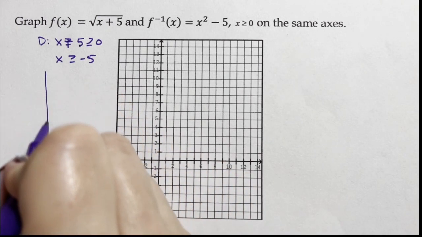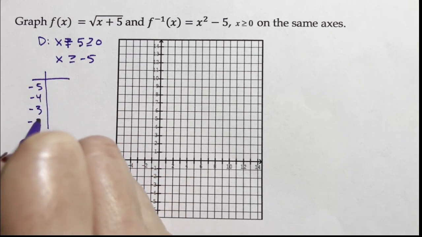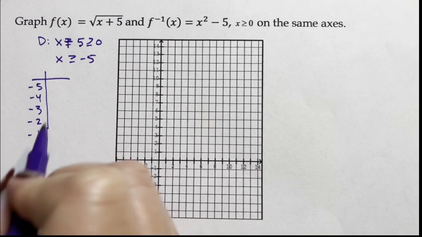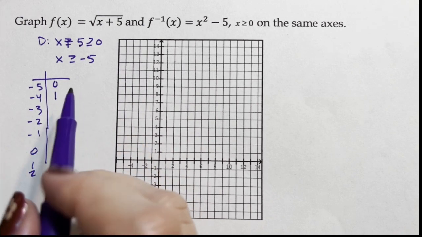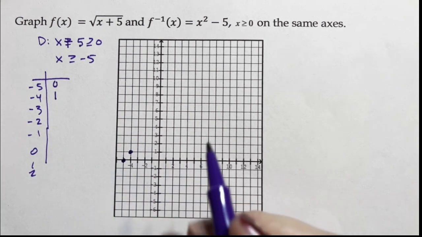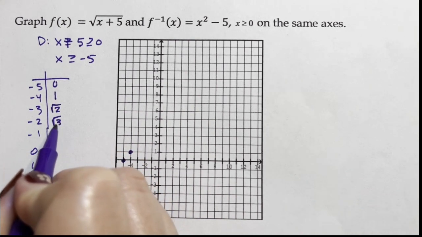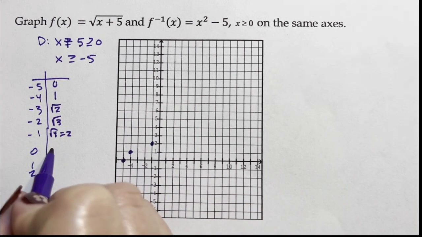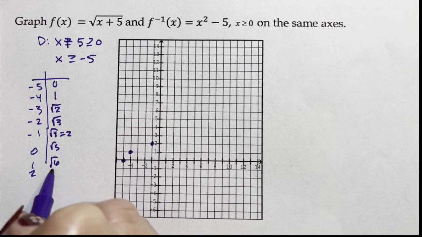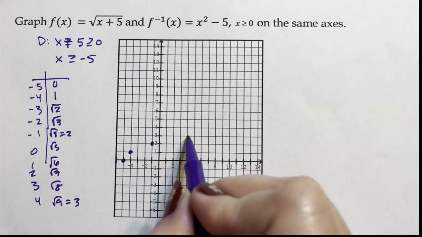So if I did a table of values, and I did -5, -4, -3, -2, -1, 0, 1, 2, I would have a 0 here. -4 plus 5 would be 1. And then -3 would be the square root of 2, square root of 3, square root of 4, which would be 2, so -1, 2, square root of 5, square root of 6, square root of 7, square root of 8. 4 is going to be my square root of 9. 1, 2, 3.